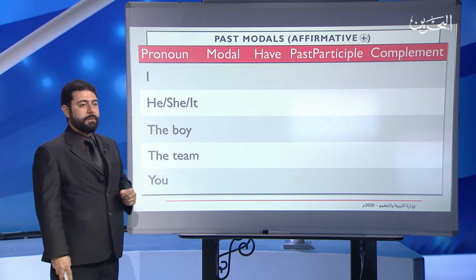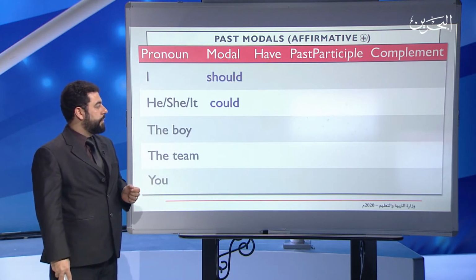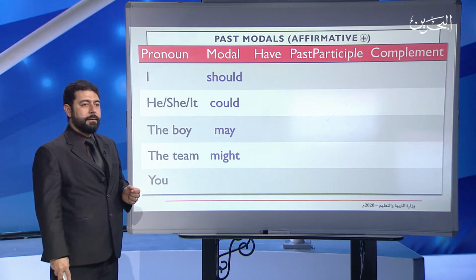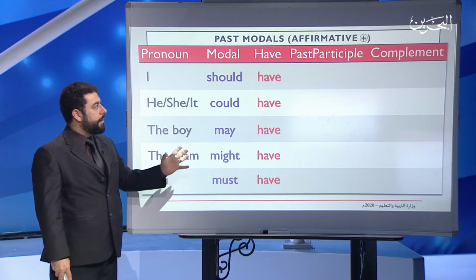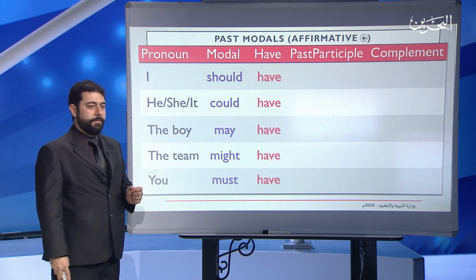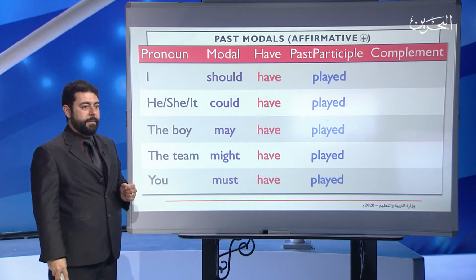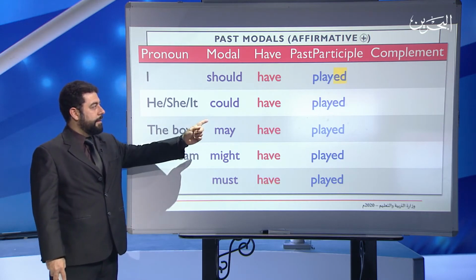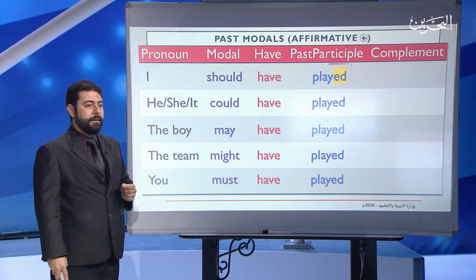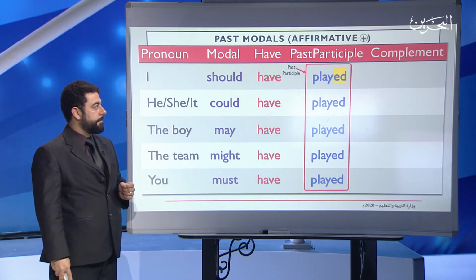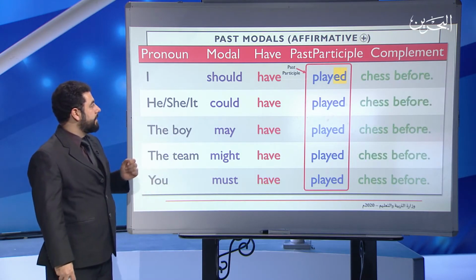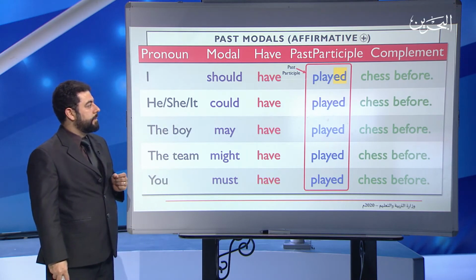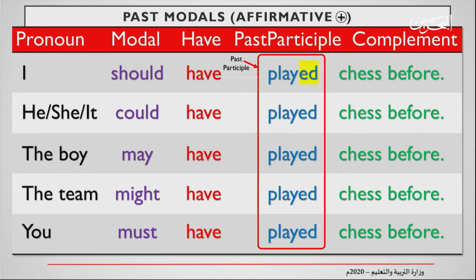And then we use the modals. So, should, could, may, might, and must. Then I add have, just like that. Then I use the past participle of the verb. In this case, it is played. You will notice that the verb ends with ed. That means it is a past participle. And then we add the complement. Let me read you the sentence. I should have played chess before. Or you can say the boy may have played chess before.